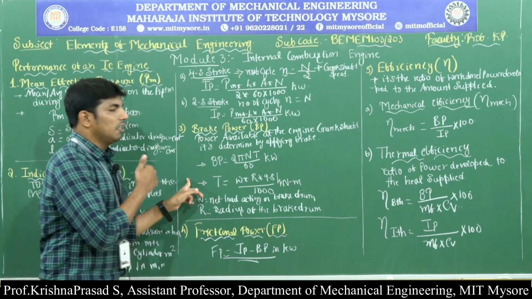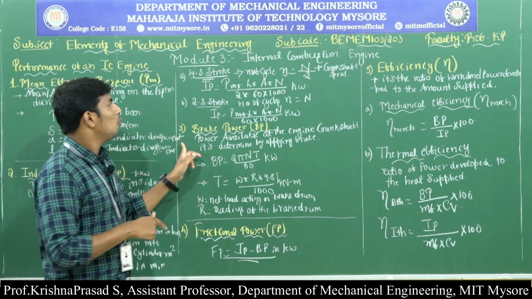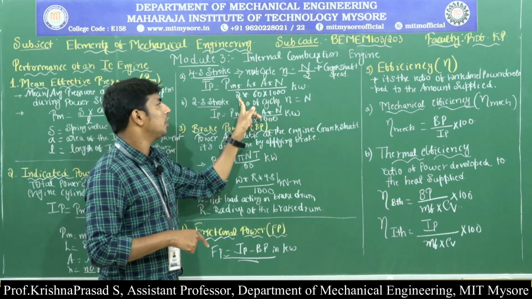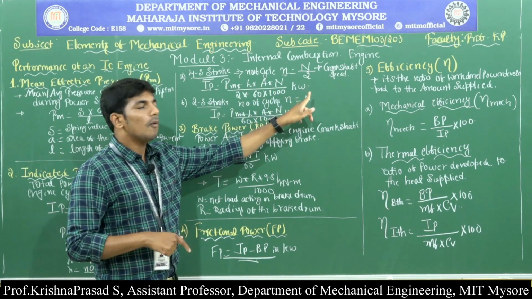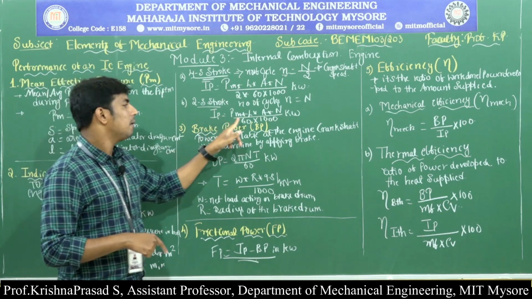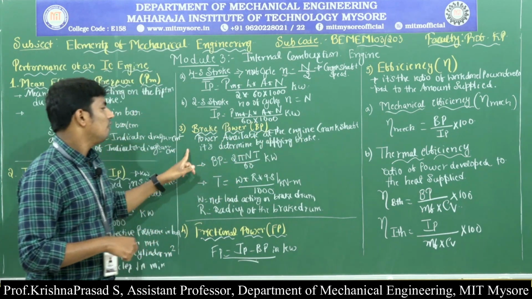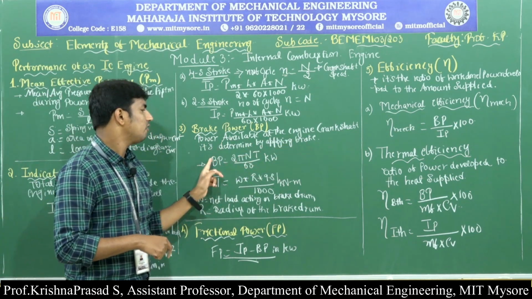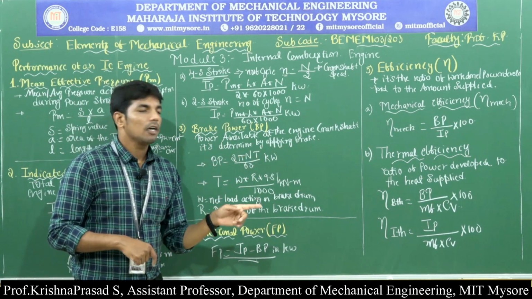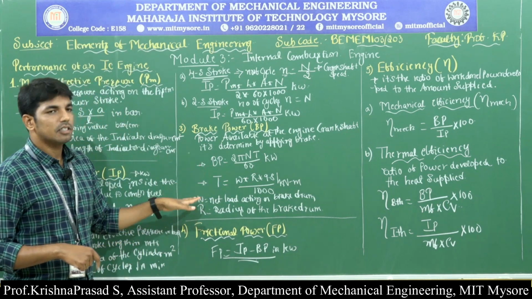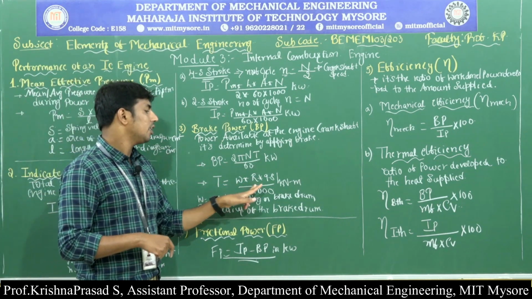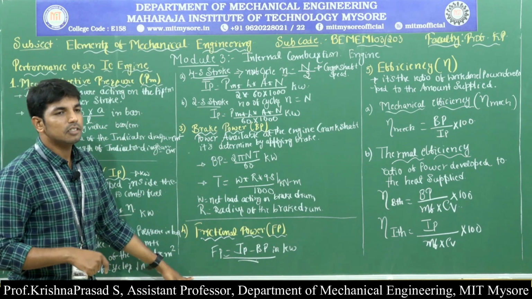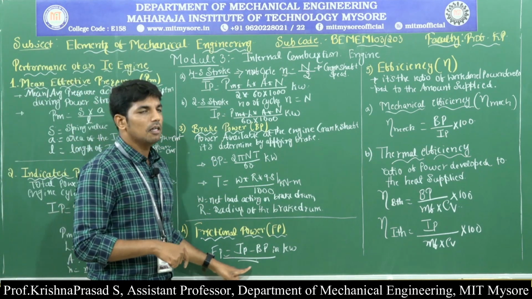Next, indicated power can be calculated for both 4-stroke and 2-stroke engines. For the 4-stroke engine, it is PLAN by 2 into 60 into 1000 in kilowatts. For the 2-stroke engine, it is PLAN by 60 into 1000 in kilowatts. For the brake power, it is the power available at the engine crankshaft, determined by applying the brake. And BP is equal to 2 pi NT by 60, and the torque is equal to W into R into 9.81 by 1000. Frictional power is the difference between the indicated power and brake power.